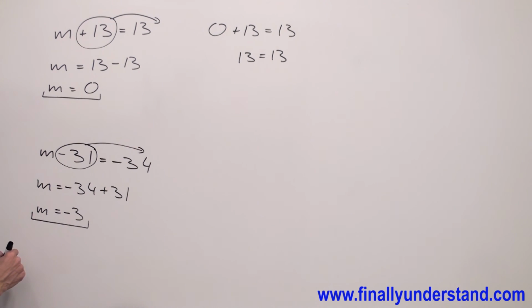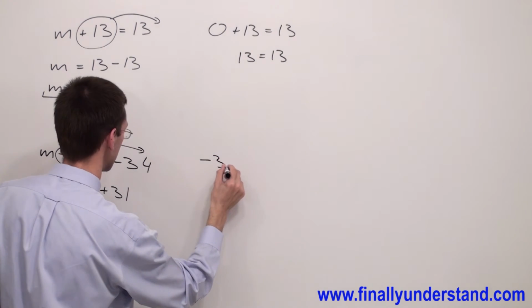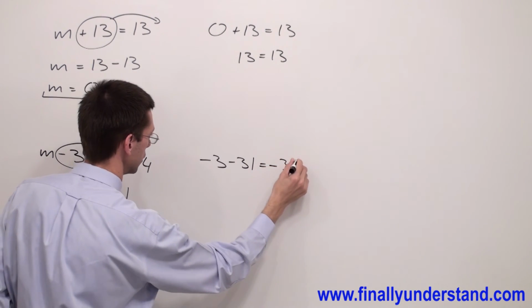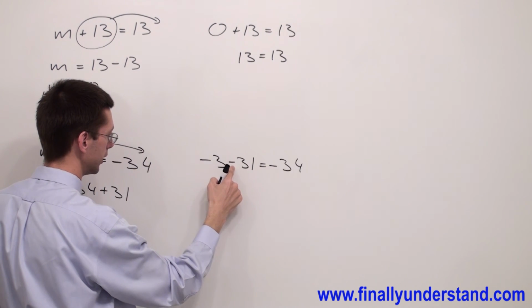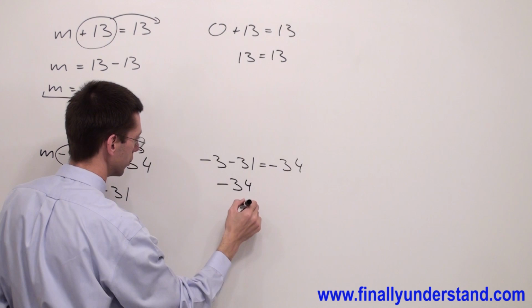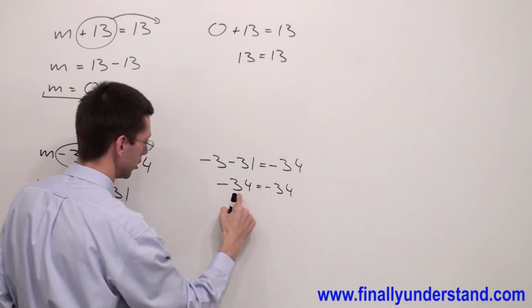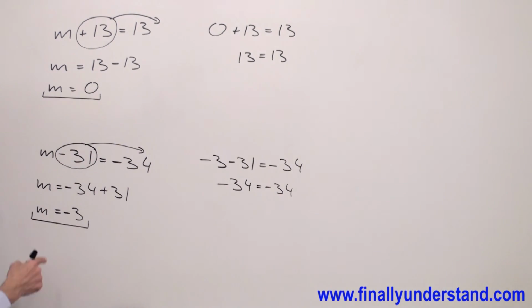And now let's verify the answer by replacing this m by negative 3. So I'm going to have negative 3 minus 31 equals negative 34. Negative 3 and negative 31 is negative 34 equals negative 34. Left side is equal to the right side. That's why this is the correct answer to my problem.